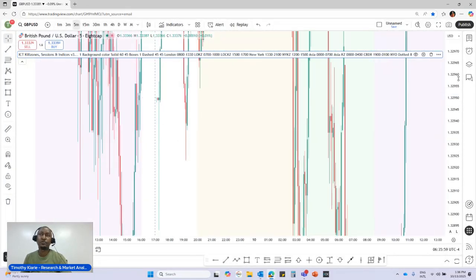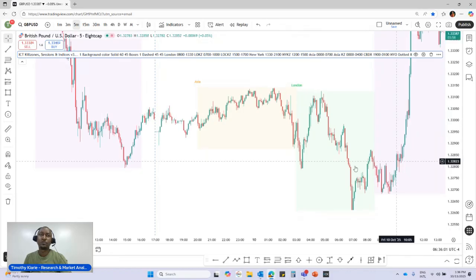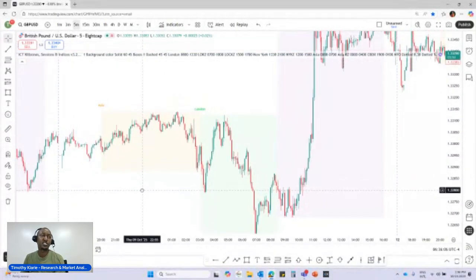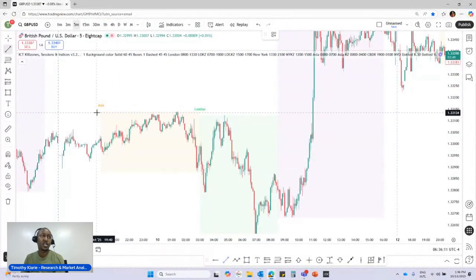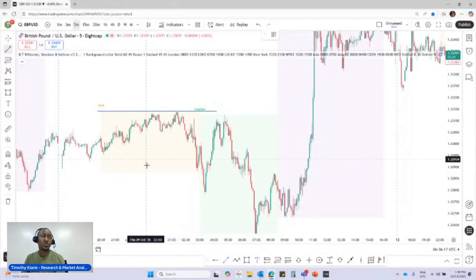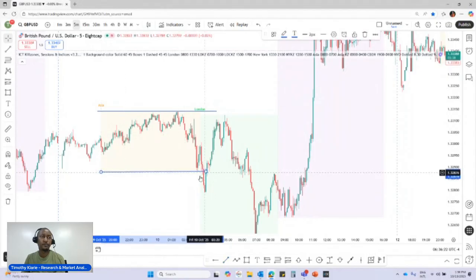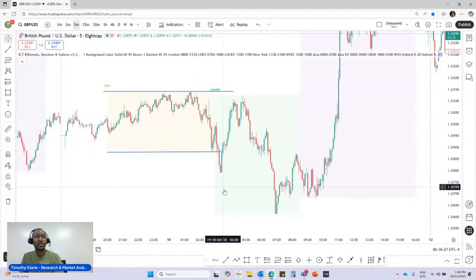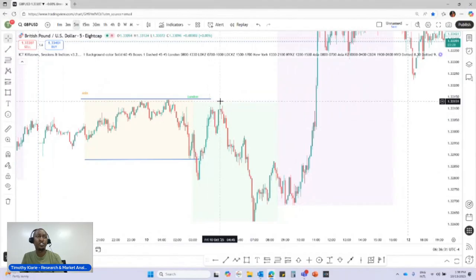All right, GBP/USD. Okay, because this strategy can be applied in all pairs. So you can see this example here. I just bumped into it. Remember, this is the Asian high. Then this is the Asian low. Okay, so now once we have that, we see the price coming out during the London session to take out the Asian low. Then we have a retracement of this.